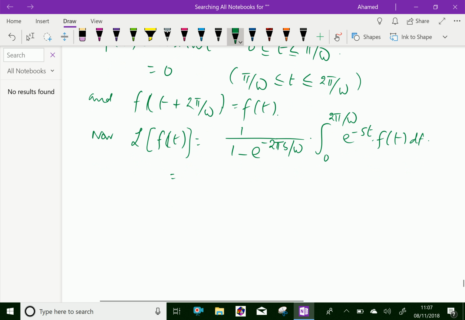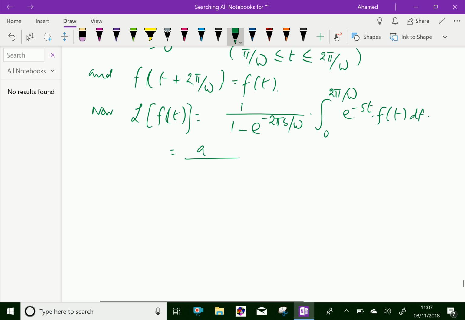So which is equal to a over 1 minus e power minus 2 pi s over omega into integral of 0 to pi by omega, because 2 pi by omega becomes pi by omega, into e power minus st into sine of omega t dt, where here a is the amplitude.